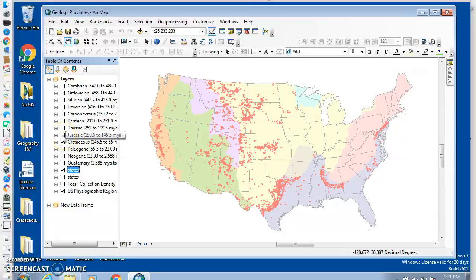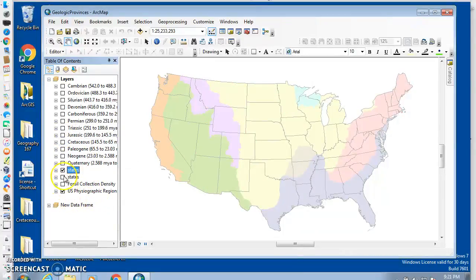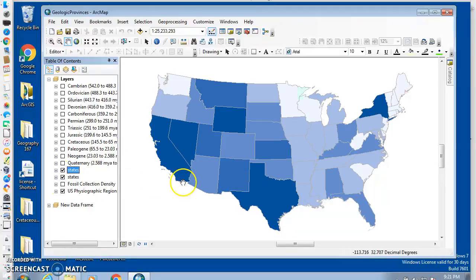I did this for all 12 geologic eras of the Phanerozoic: the Cambrian, Ordovician, Silurian, Devonian, Carboniferous, Permian, Triassic, Jurassic, Cretaceous, Paleogene, Neogene, and the Quaternary. Along with this data on where specific fossil sites can be found, I also took data on how many fossils were found per state and how dense fossil finds are within each state.